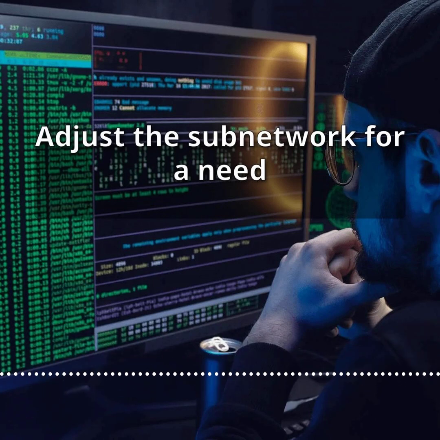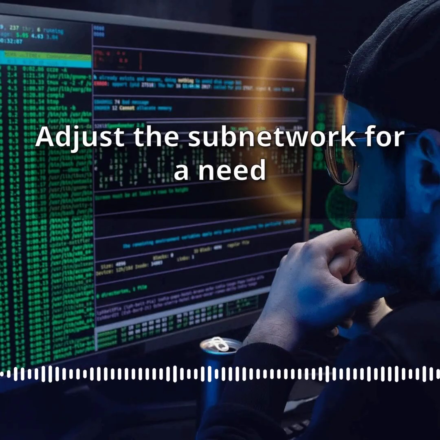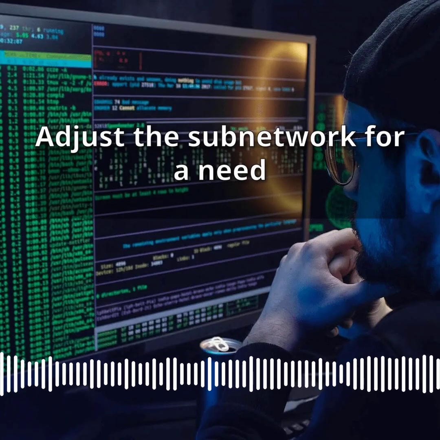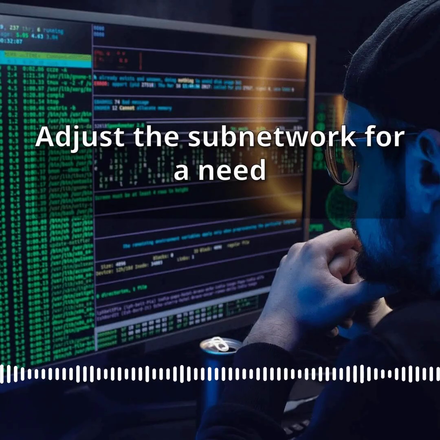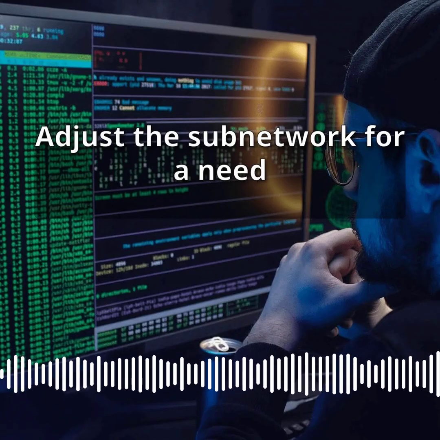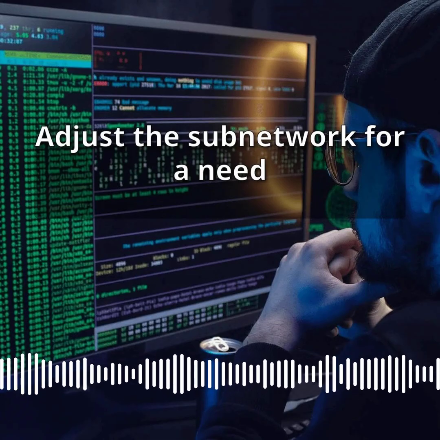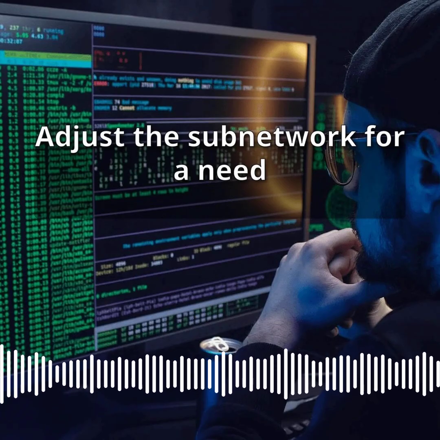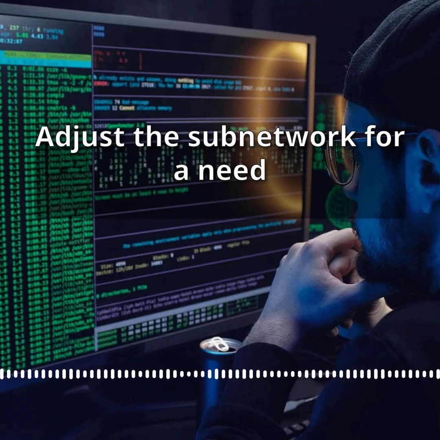Theoretical recap. A subnet, or subnetwork, is a logical subdivision of an IP network. The core tool for defining subnets is CIDR, Classless Inter-Domain Routing, notation, written as an IP address followed by a prefix length, for example, 192.168.1.0/24.